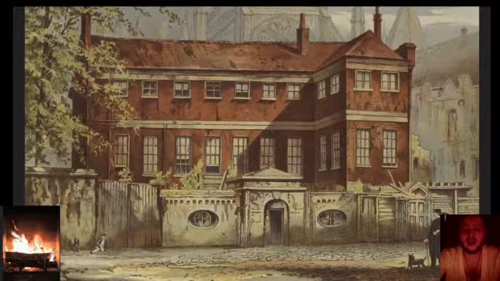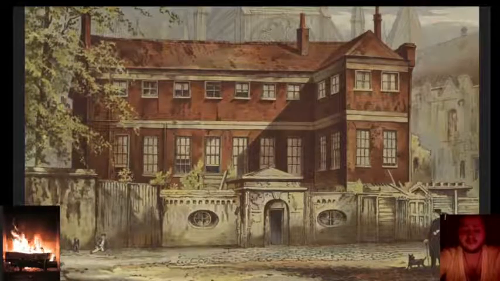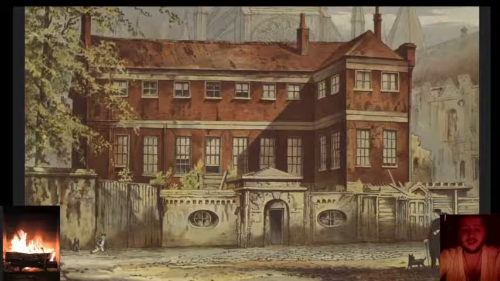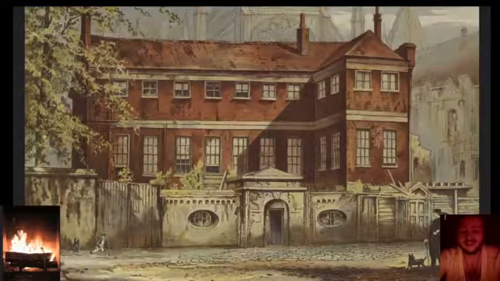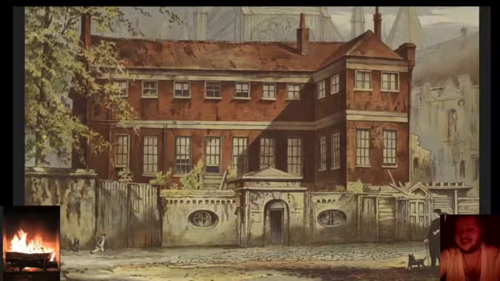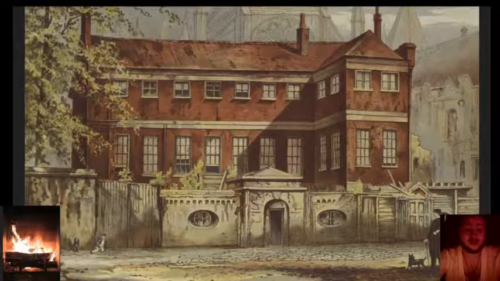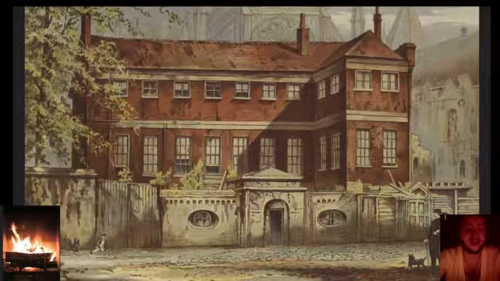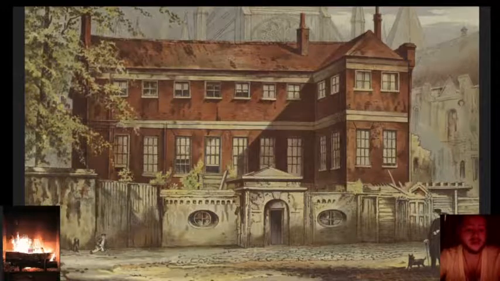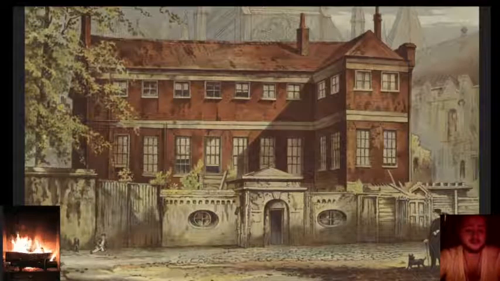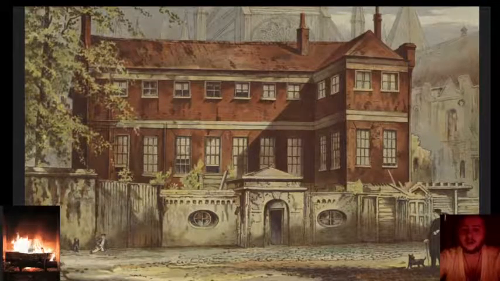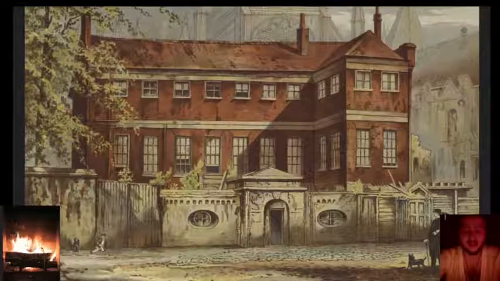Now, ironically, in 1731, there was a fire in this building to which the library was moved in order to prevent it from catching fire. So a lot of documents were damaged in this fire.